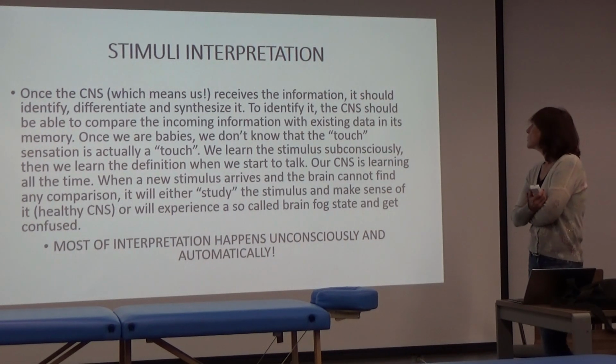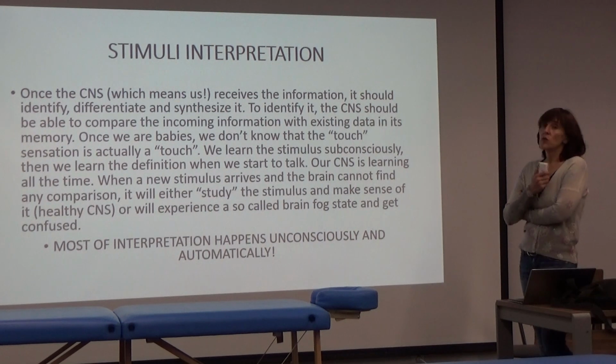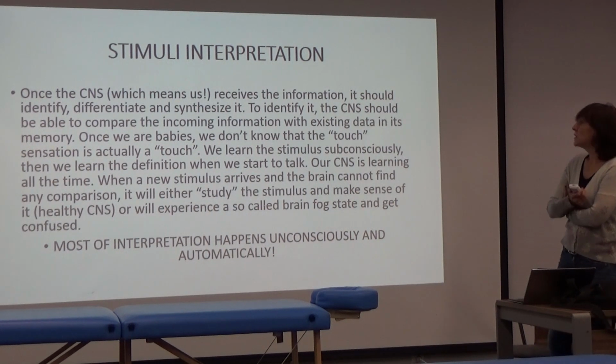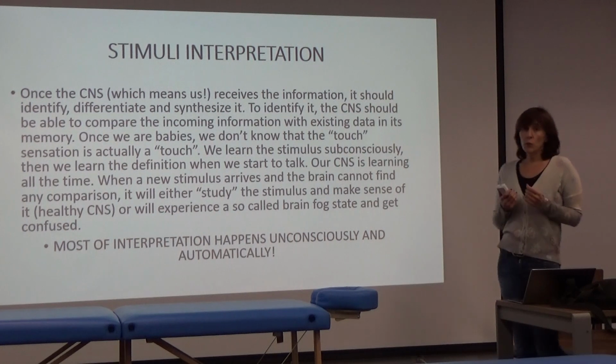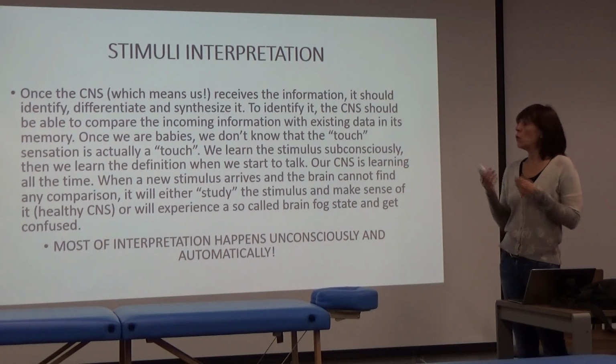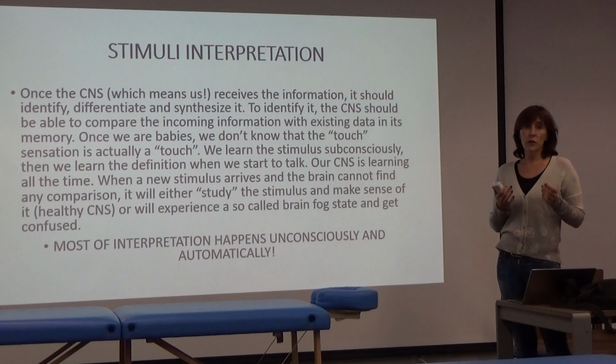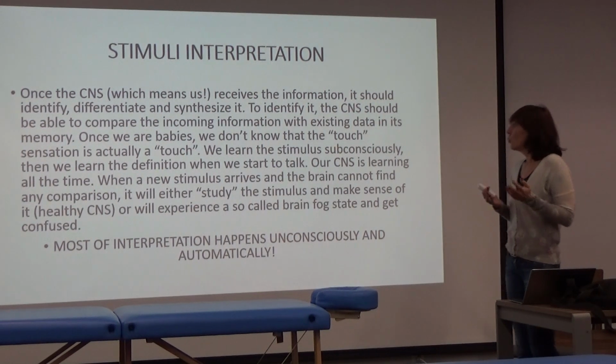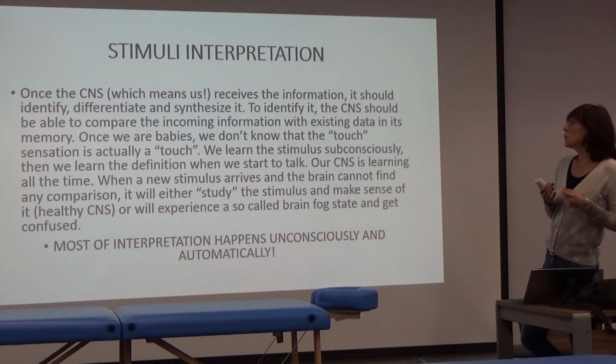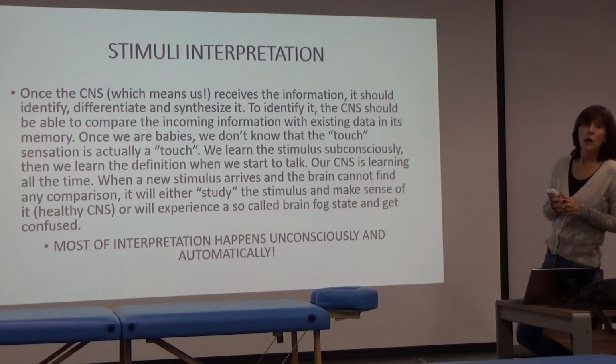And to identify it, the central nervous system should be able to compare the incoming information with the existing data in the memory. Because when we were babies, we didn't know all that variety of stimuli. We didn't know the words, we didn't learn the sensations, so we didn't know what touch was. And then subconsciously we were learning the definitions, we were getting used to the world, and slowly we learned all the variety of stimuli, and now we can manipulate them. But when we are born, we absolutely know nothing. And the central nervous system learns all the time and creates links.